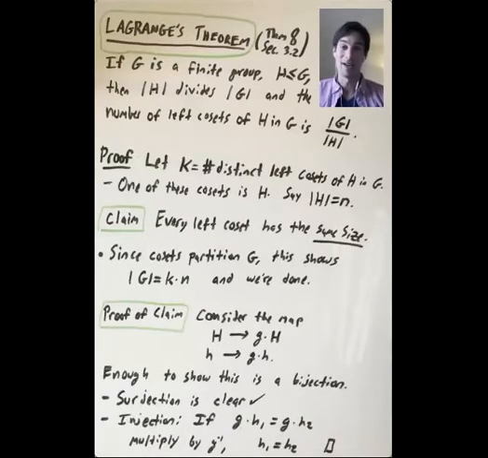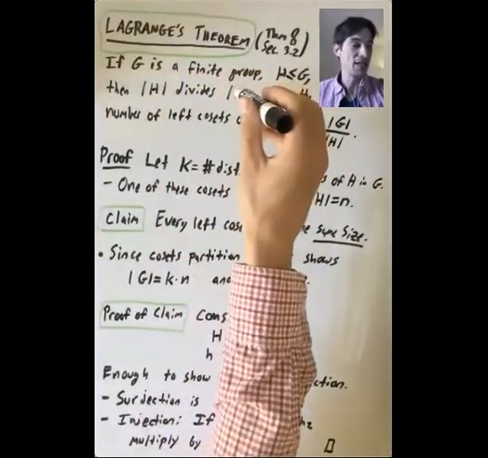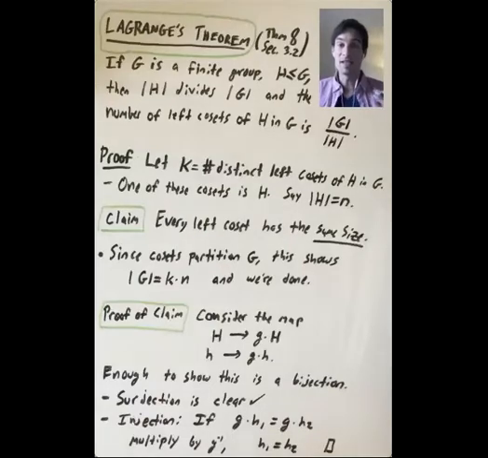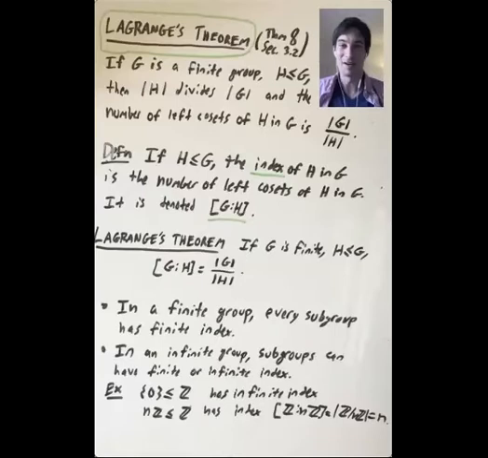Okay, so what have we done? We've shown that the order of H divides the order of G by showing that that quotient means something. It is the number of left cosets of H in G. So I'm going to pause and erase and talk a little bit more about this. Let's talk a little more about Lagrange's theorem.